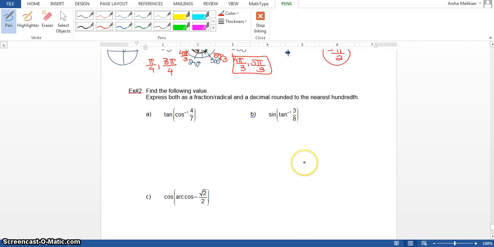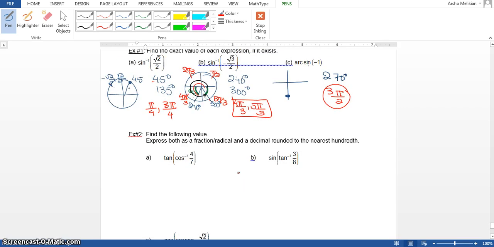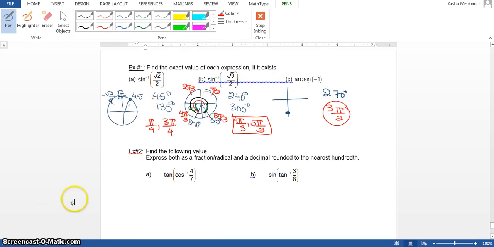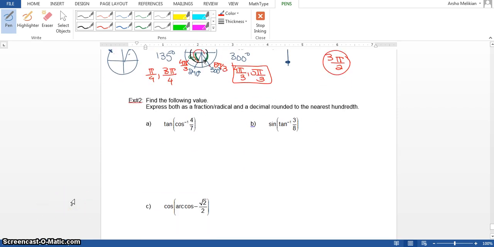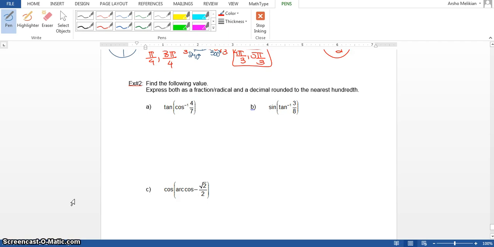Now, in the case of these, we have a bit of work to do. So what I will do, however, is I'll probably stop here today.